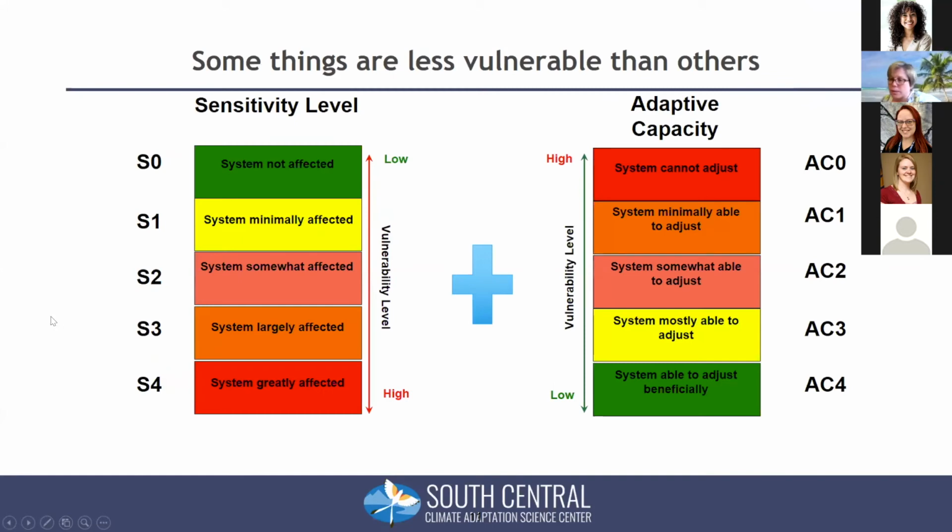When you look at vulnerability assessments, one of the key aspects are these matrices. And so they create scoring systems and different levels of sensitivity and adaptive capacity. In this example, we have 4 levels, both on sensitivity and adaptive capacity, with 0 being not affected and 4 being greatly affected. Or on the adaptive capacity, 0 is the system cannot adjust, that it's not going to be able to adapt. And then 4 being that we can adapt, that we are able to adjust and make efforts to adapt. And so if you look at a lot of vulnerability assessments, these levels and number of levels vary between different scales.